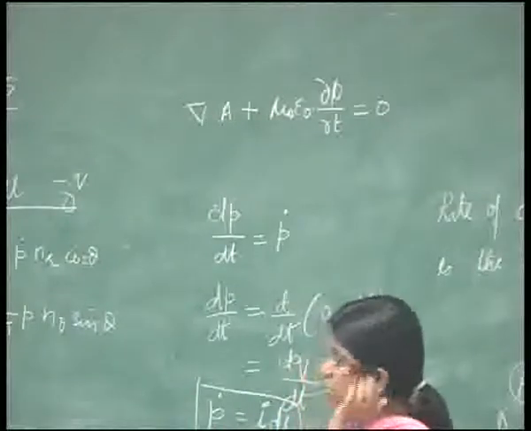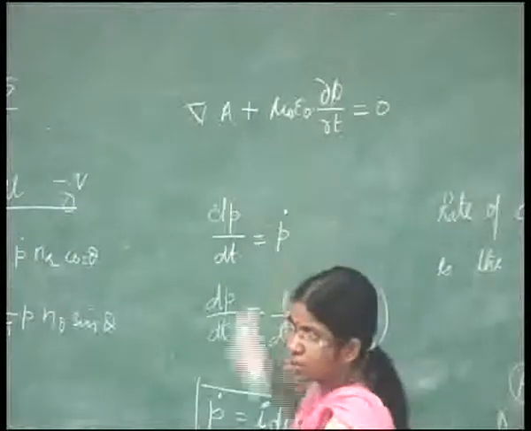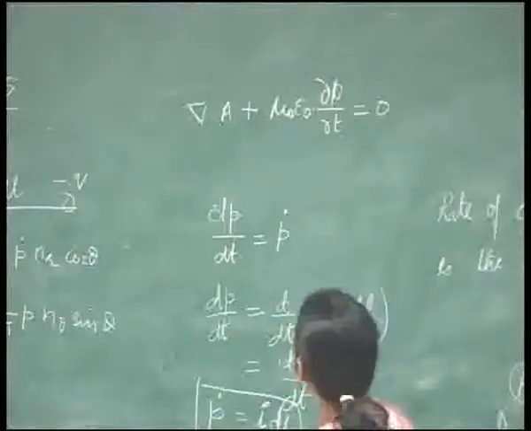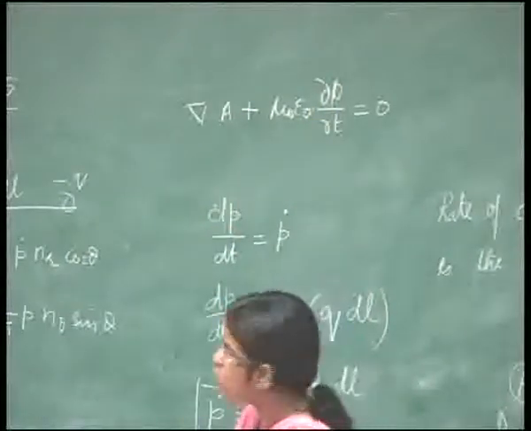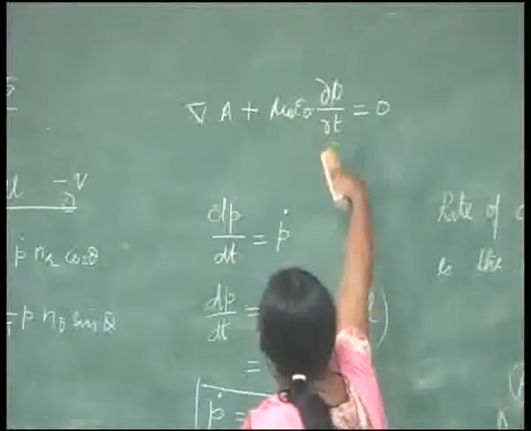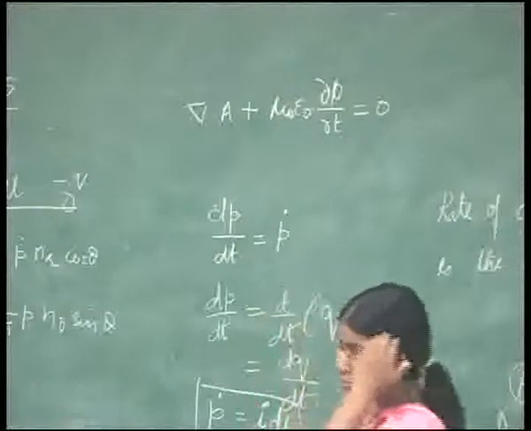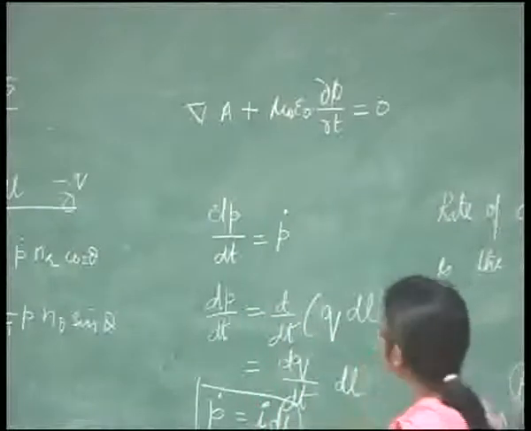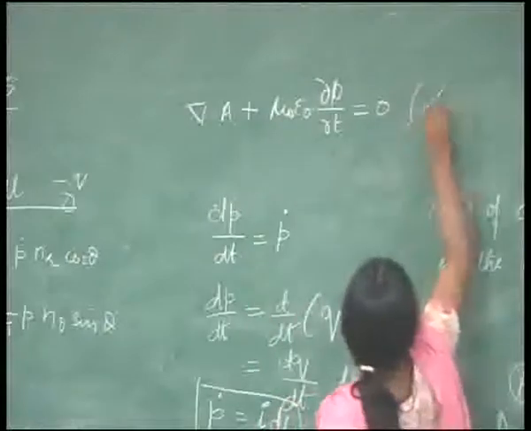This is the Lorentz gauge. In the gauge transformation we had assumed this, because phi and A are defined by us. So if we assume that del dot A plus mu naught epsilon naught del phi by del t is 0, then it will not make much of a difference. This is the Lorentz gauge.